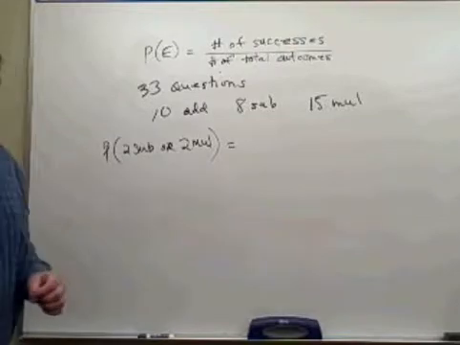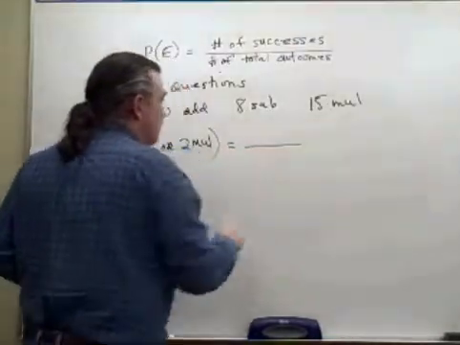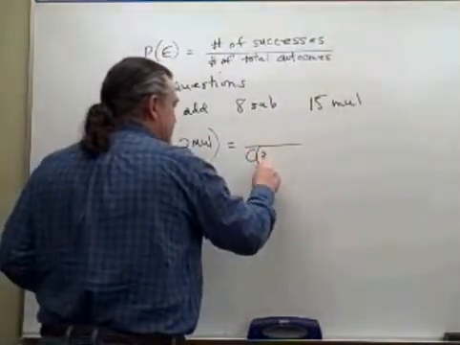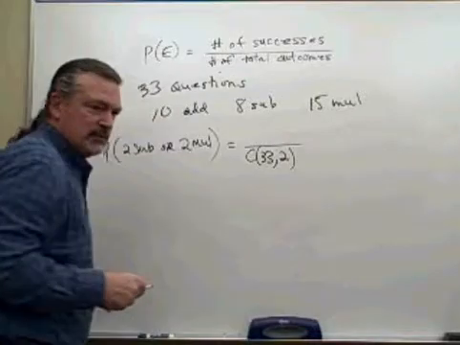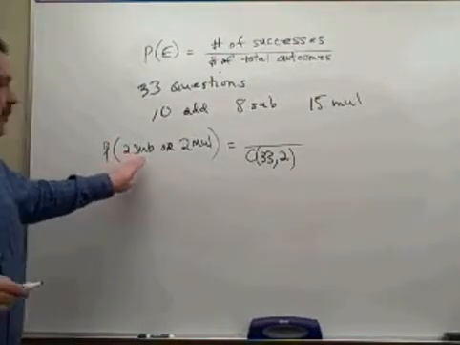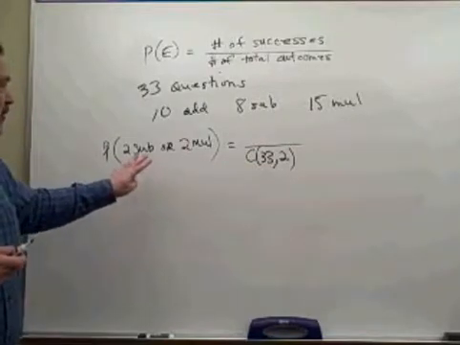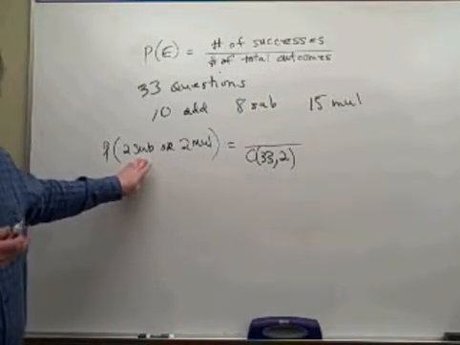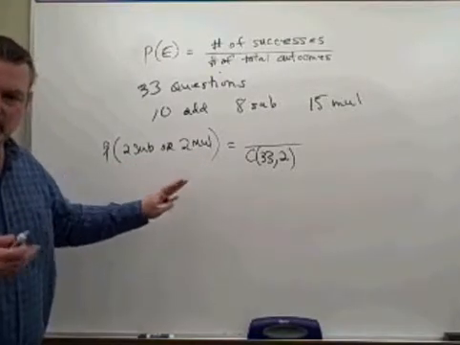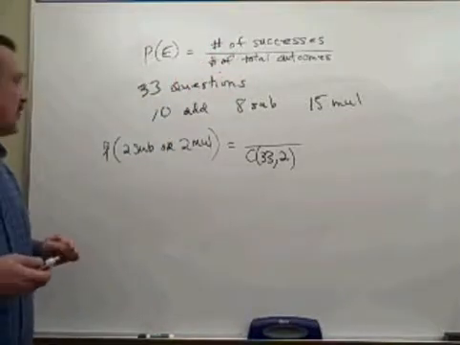So now the computer is choosing two problems for us. Well, that would be then a combination, wouldn't it? A combination of 33 problems taken 2 at a time. And we want to know what's the probability that we got 2 subtraction or 2 multiplication. So we would need to count the number of ways to get 2 subtraction problems, add to that the number of ways to get 2 multiplication problems, and those would be the total number of successes we could have.